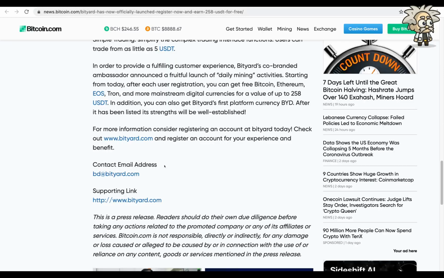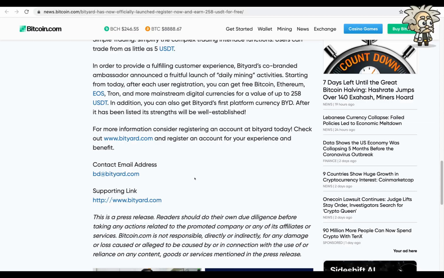The news article ends off explaining that in order to provide a fulfilling customer service experience, Bityard's co-branded ambassador announced a fruitful launch of daily mining activities. Starting from today, after each user registration, you can get free Bitcoin, Ethereum, EOS, Tron, and more mainstream digital currencies for a value of up to 258 USDT. In addition, you can also get Bityard's first platform currency, BYD. After it has been listed, its strengths will be well established.